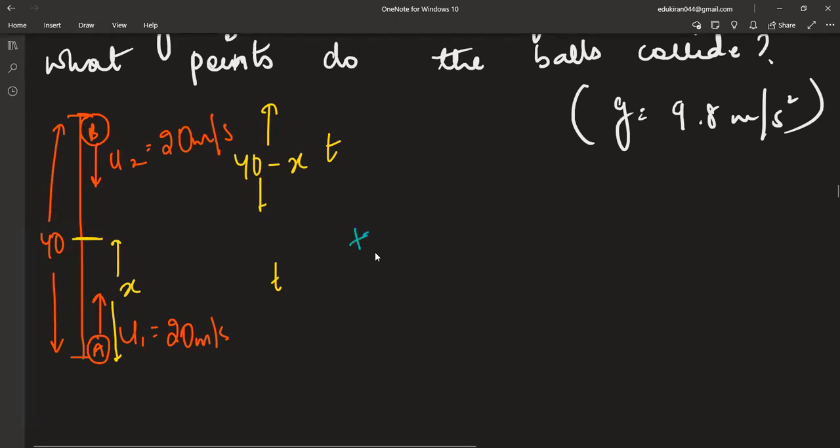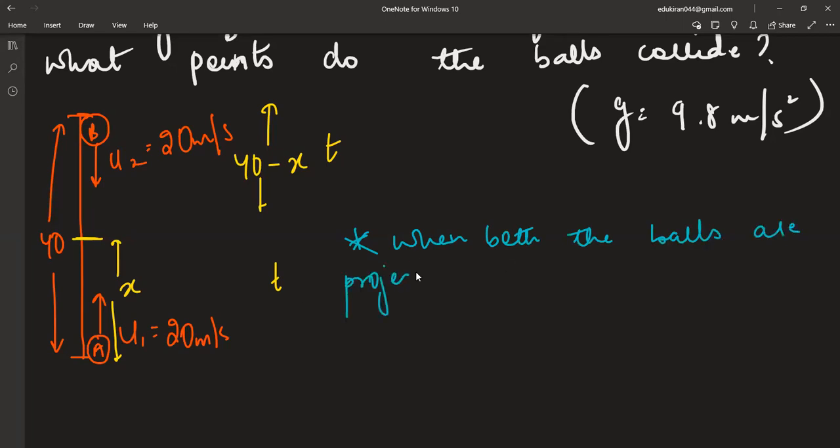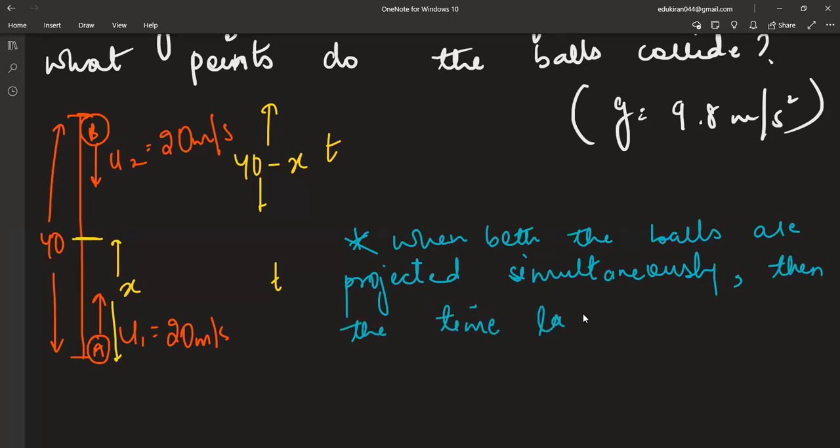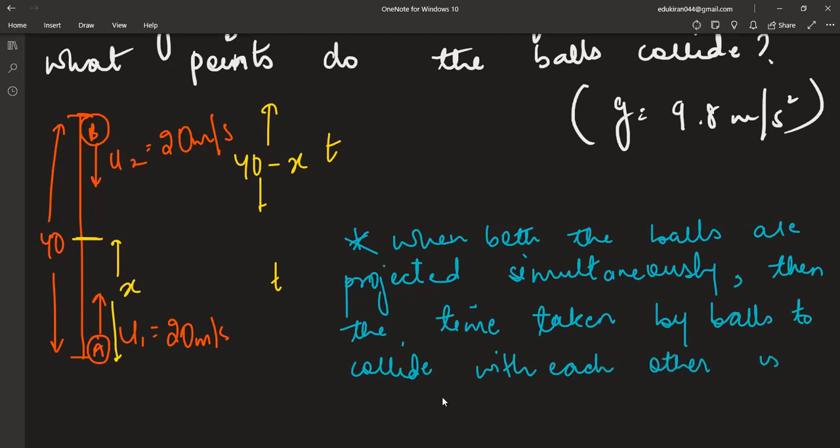Okay, I'll write down this point. When both the balls are projected simultaneously, then the time taken by the balls to collide with each other is the same. Because when the time is the same, then only both of them will collide.